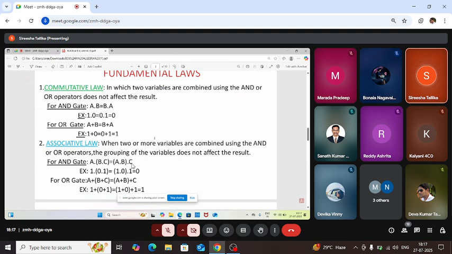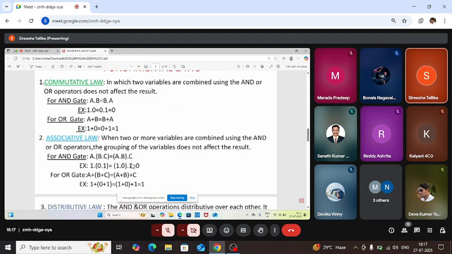So if we apply two or more variables, combined using the operators, and we group them, in this we use two or more variables, more than two variables also. This also does not affect the output. For the AND gate, a into (b into c) and also (a into b) into c. If we apply the example 1 into 0 into 1 and simplify this, the output becomes 0, and when we simplify the other, the output also becomes 0.